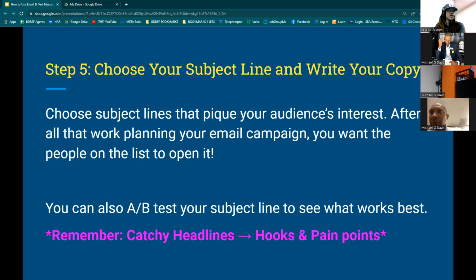Step 5, choose your subject line and write your copy. Choose subject lines that pique your audience's interest. After all that work planning your email campaign, you want the people on the list to open it. This is what we were talking about. Some of the tools that Constant Contact offers is the A/B test, where you test your subject line to see which one works best. You send it to a small portion of your contact list, just like a little test group. So remember that catchy headlines, hooks, and pain points are essential and very important when it comes to your subject lines.